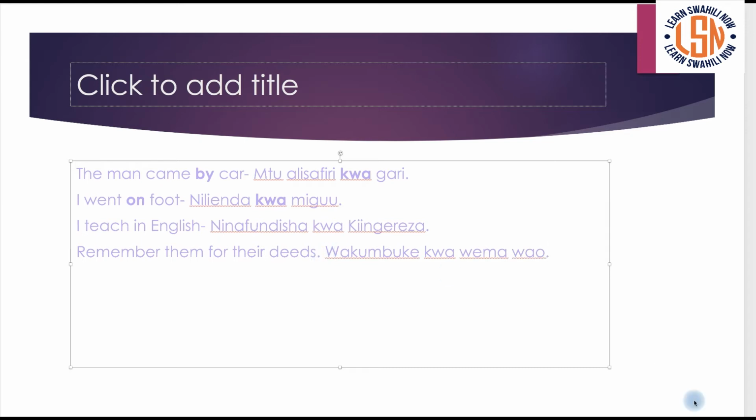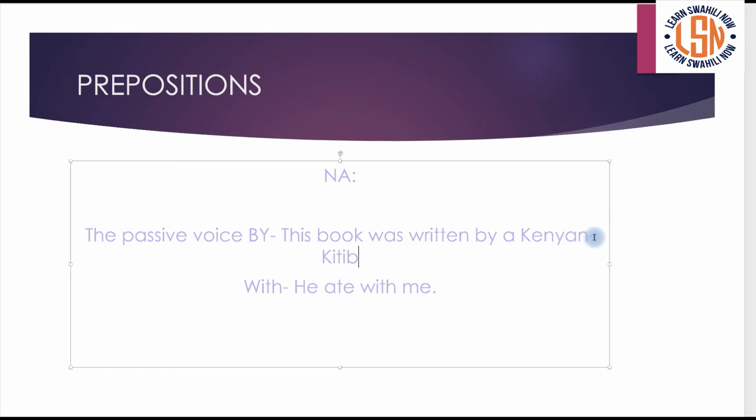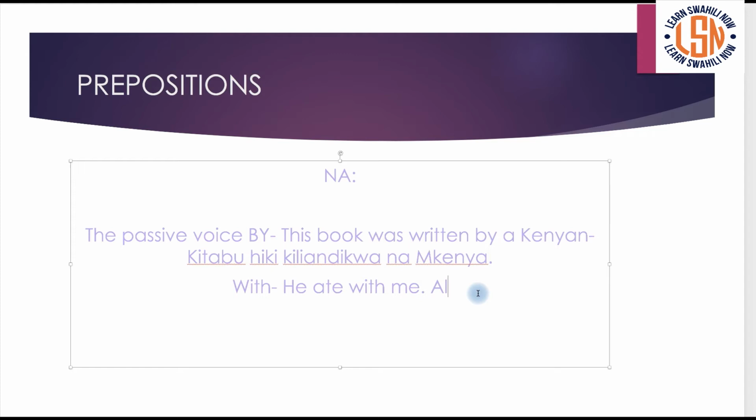All right. Now let us look at the other nice little word that you can use as a preposition. So we have na. This one can be used to represent the passive voice by, like for instance, this book was written by a Kenyan, would be something like kitabu hiki kiliandikwa na Mkenya. All right, so this na here is the by. Something like with, he ate with me, alikula nami. So very straightforward. When you're trying to say something that involves with, you will use na.